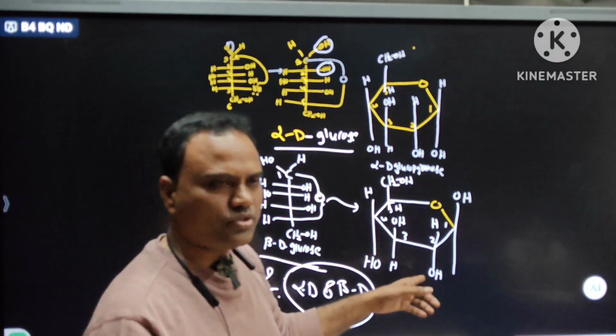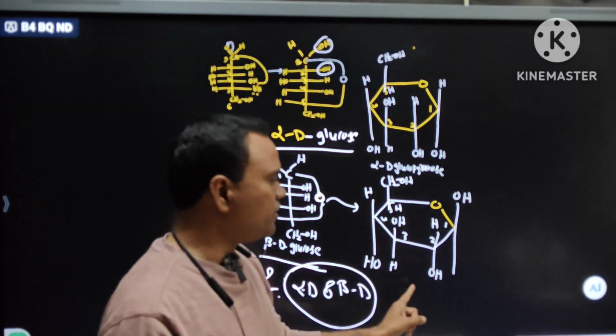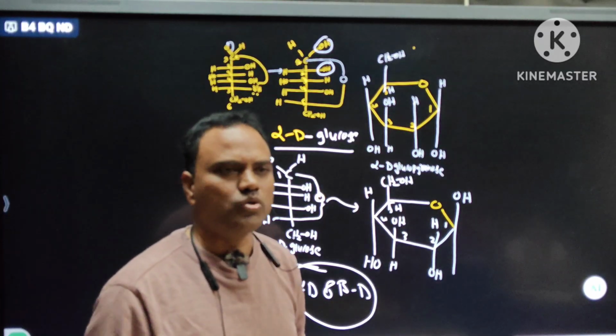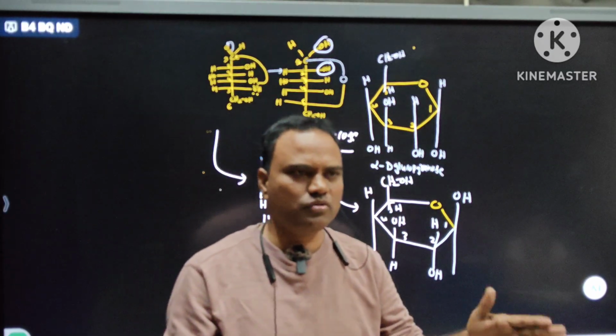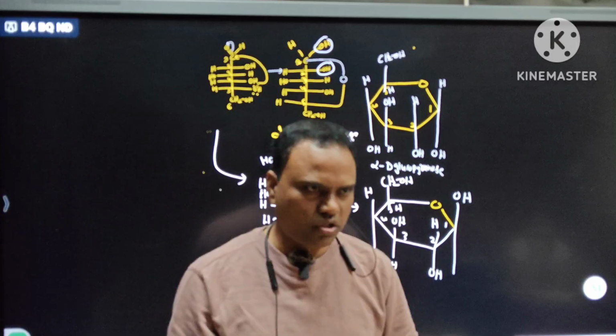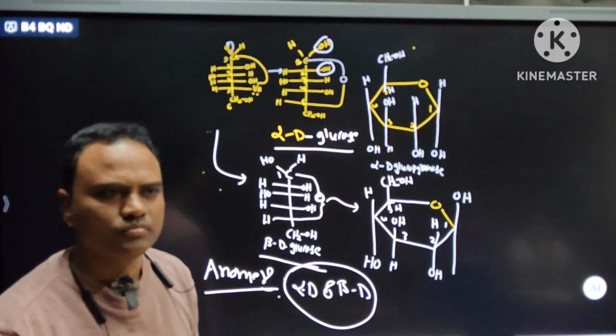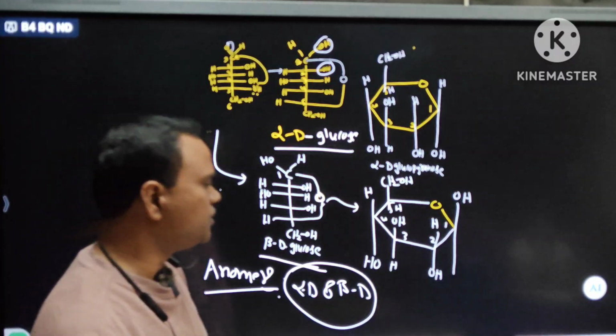And these are the Haworth structures. Alpha D glucopyranose, this is beta D glucopyranose. How to draw the structure? Imagine alpha D glucose: the two end OH groups are down, and in the middle the OH groups are opposite. Clear? Next.